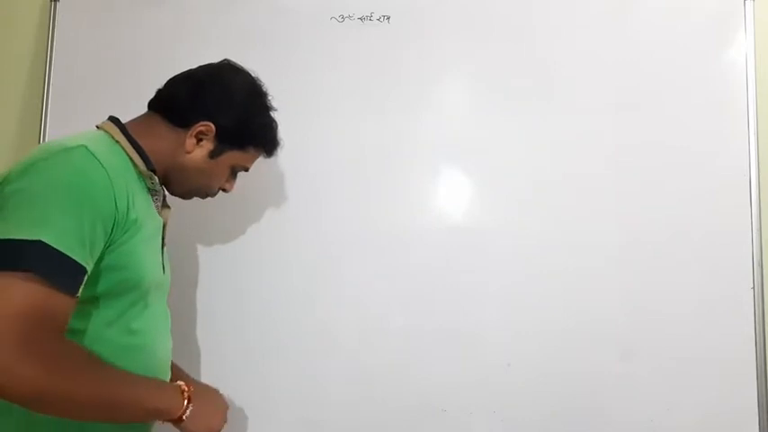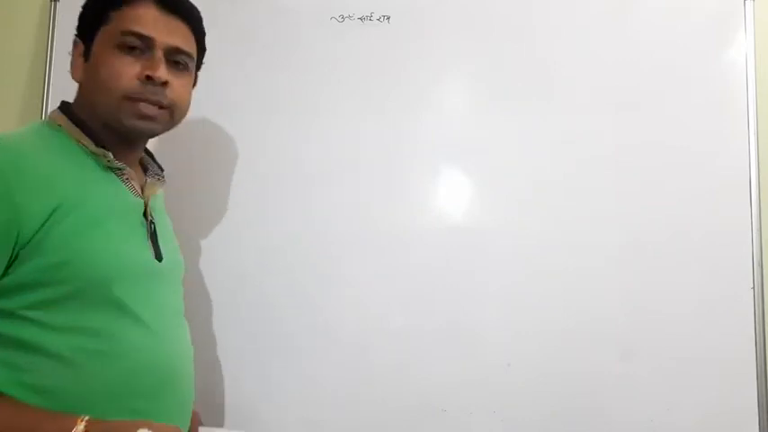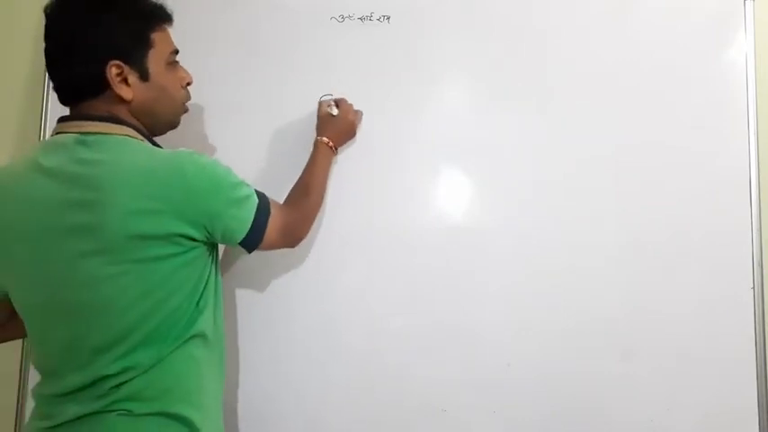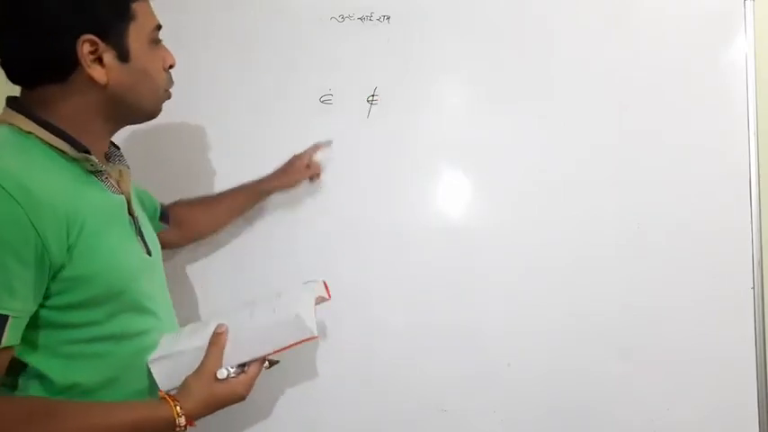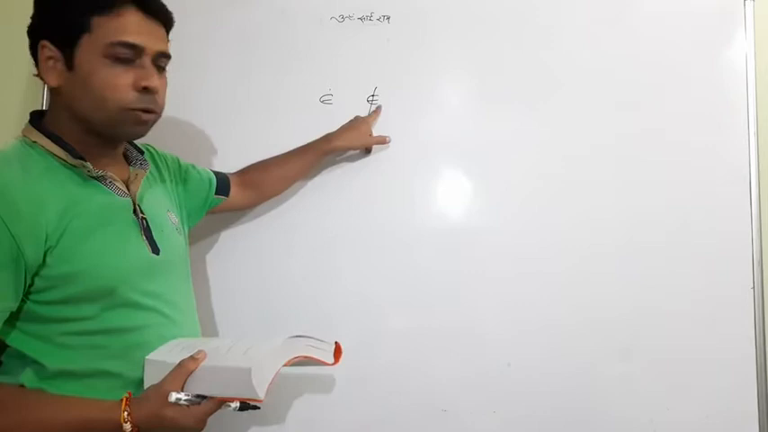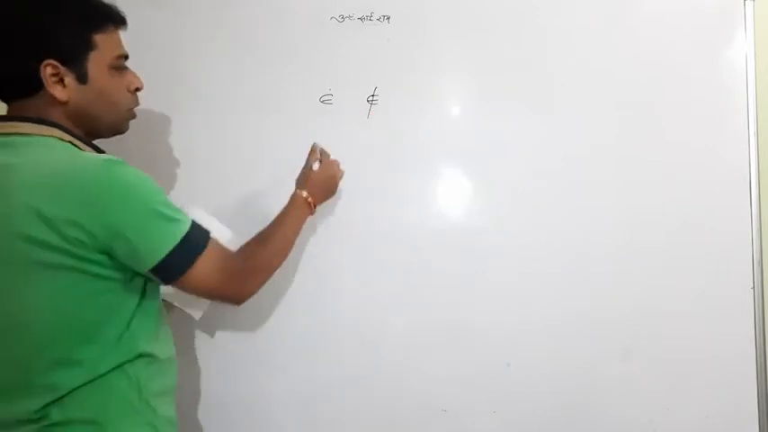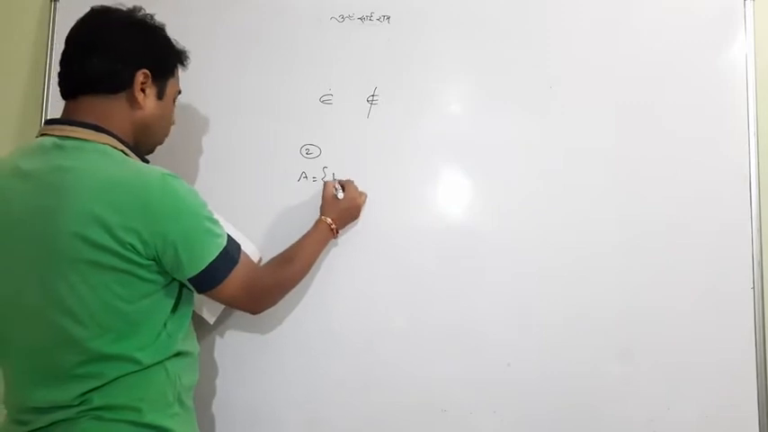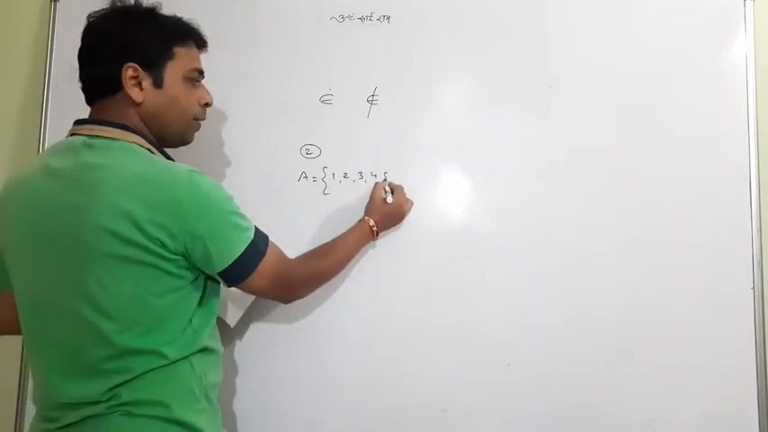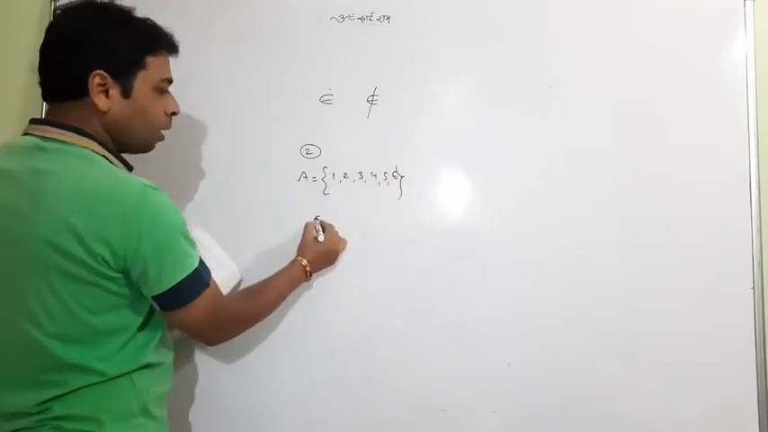Look here. One symbol came: this symbol and this symbol. Yesterday I told you that this symbol is called belongs to, and this one is does not belong to. The question was in question number 2. We had A equal to 1, 2, 3, 4, 5, and 6, and the question asked, what about 5?